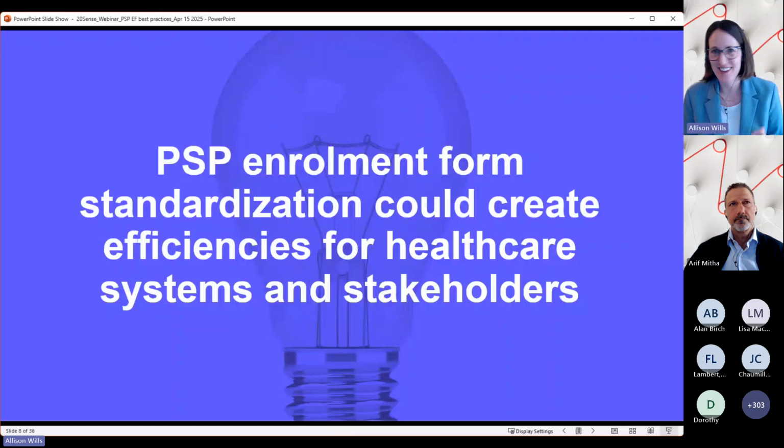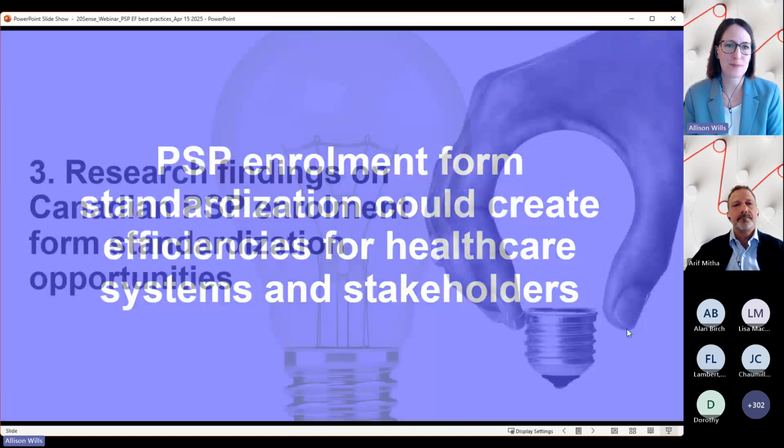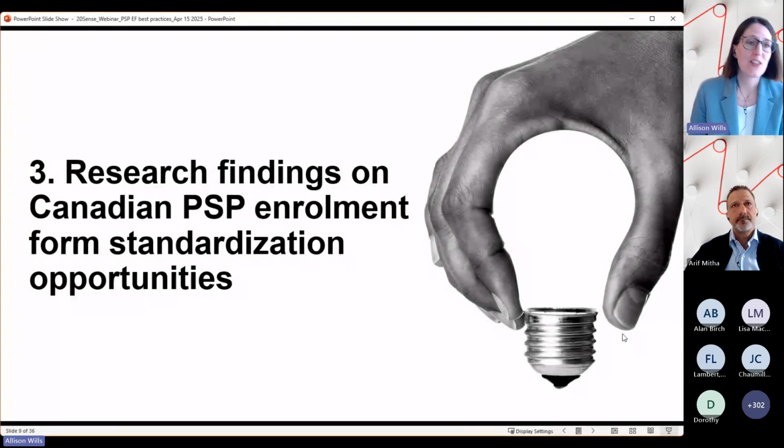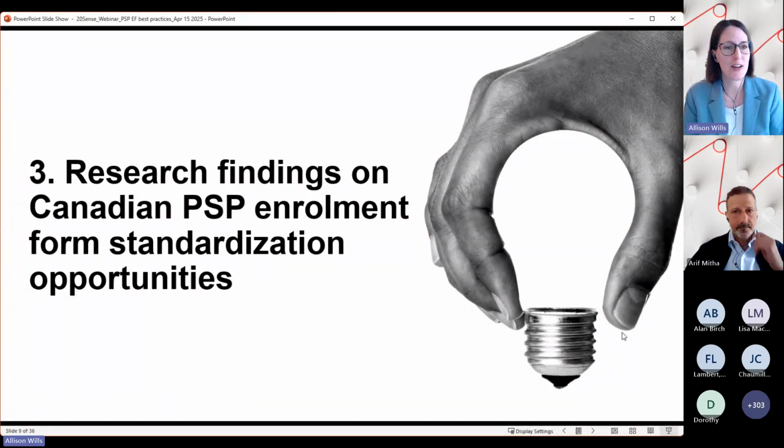And already hearing Alan say that he's finding and filling out tens of forms a day in his previous life of a drug access navigator sort of points to the lack of efficiencies that currently exist in this space. So this is what we're looking at with the research. So let's get into it. First, we're going to take you through the research findings on Canadian PSP enrollment form standardization opportunities.